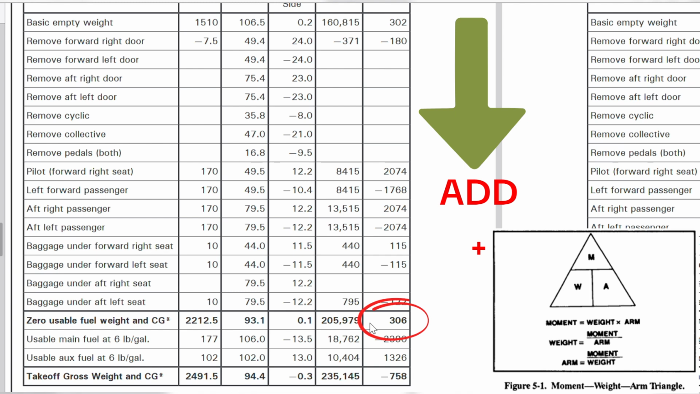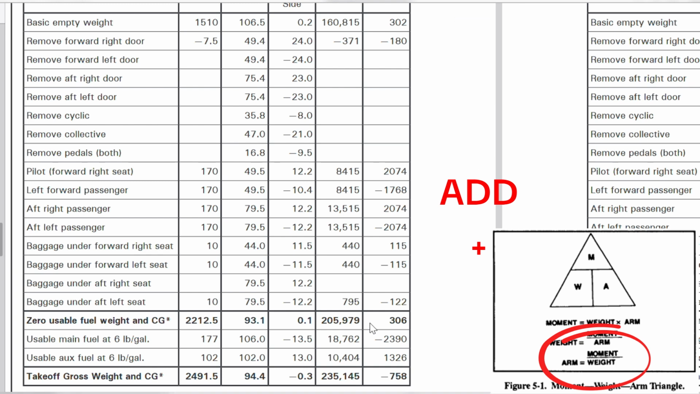So now we have our weight and moment equation. We have to take our moment and divide it by our weight. So if we have 205,979, we basically just have to take that and divide it by our zero fuel weight in CG. So we take 205,979 divided by 2,212.5, and it's going to give us 93.1. And that's going to be our longitudinal arm.